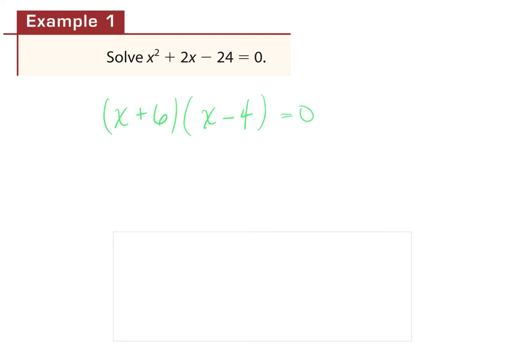And you can double check this. You can say, well, 6 times negative 4 is negative 24. 6 plus negative 4 is positive 2. I did my factoring correctly.